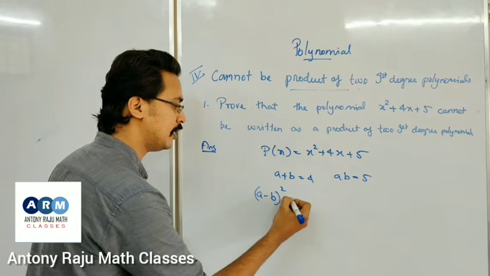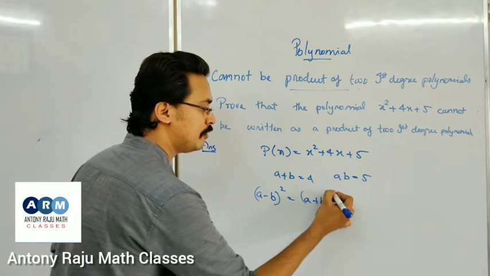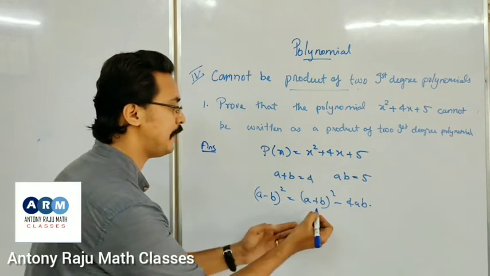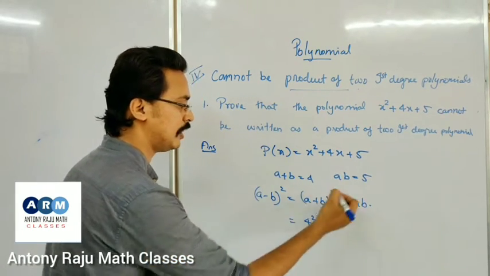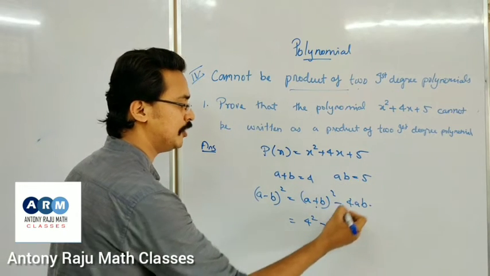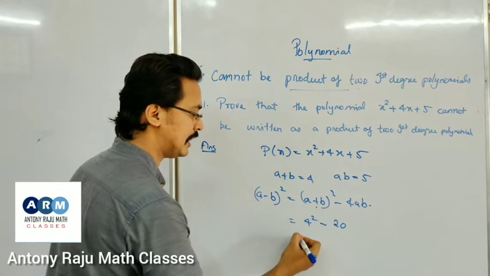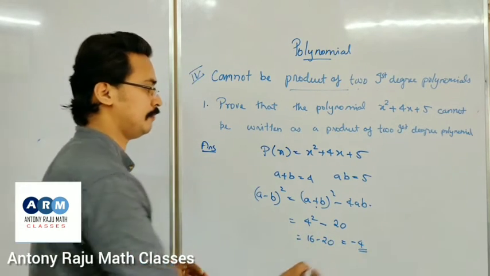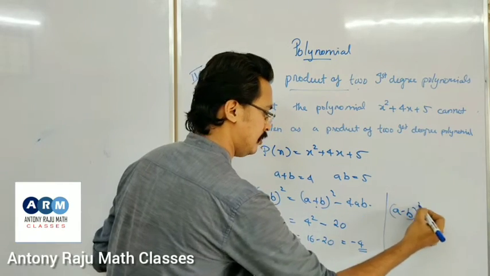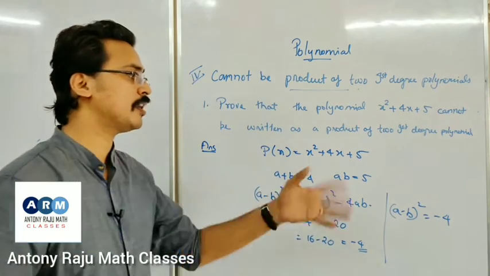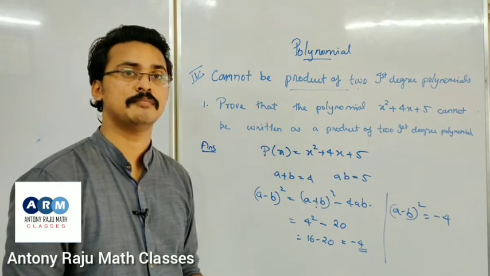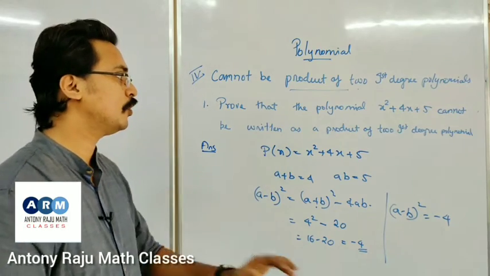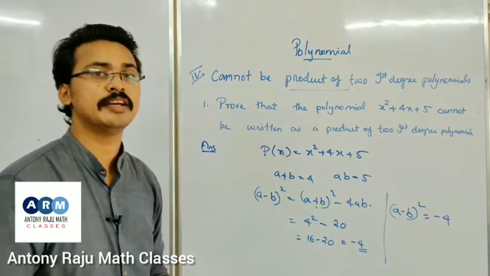So a minus b whole square, that is a plus b whole square minus 4ab. We have to apply this. Then what is it? A plus b is 4, squared. 4 squared minus 4ab is 4 into 5, 20. That is 16 minus 20. We will get minus 4. A real number squared cannot equal minus 4, because a square is always positive. We have complex numbers negative, but a real number squared is not negative. So we can conclude that we cannot write them as a product of two first degree polynomials.